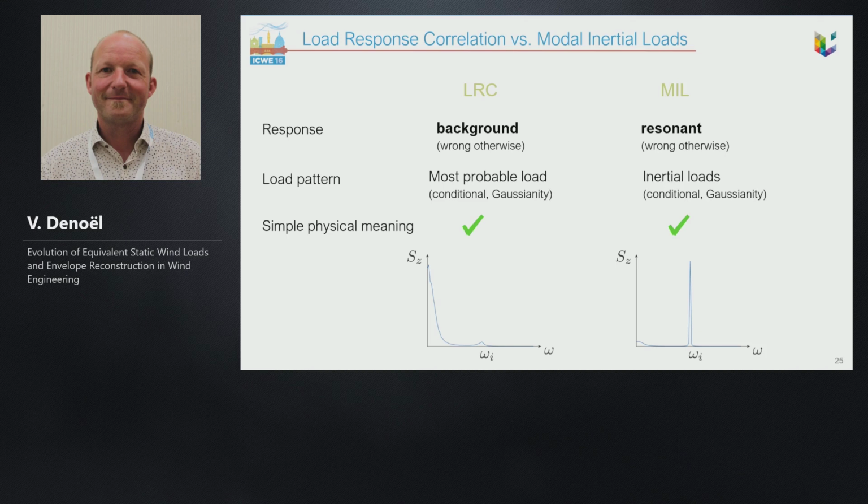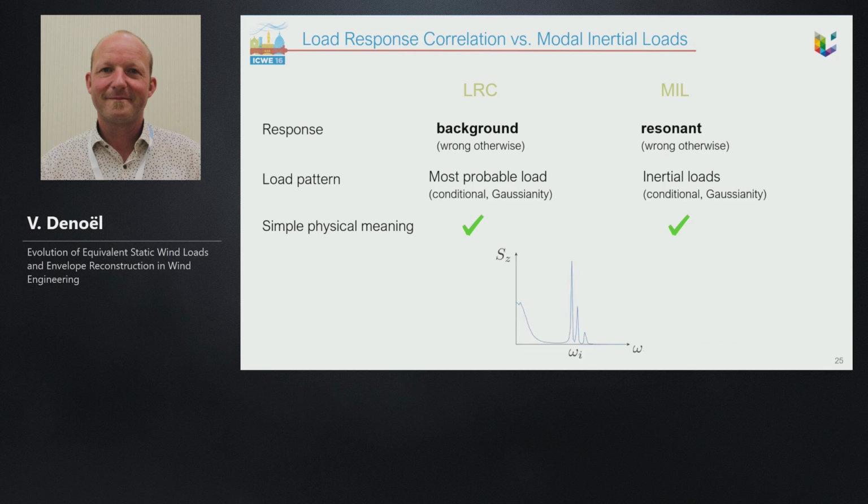Okay, so what we need to keep in mind for the moment is that we have two different techniques, load response correlation, modal inertial loads. The first one works for background response, so when the structure behaves in a static manner somehow. The other one works perfectly when this is dynamic. And so it means that the first one works when the power spectral density of the response looks like this, you see background, and the other one like this, resonant.